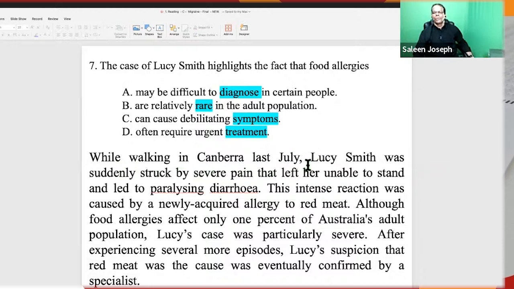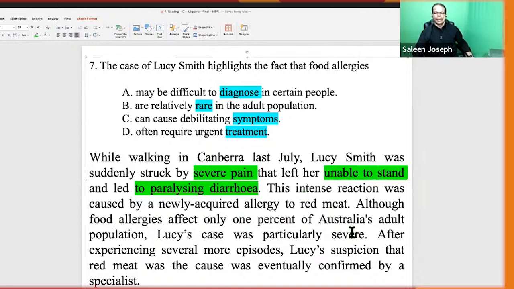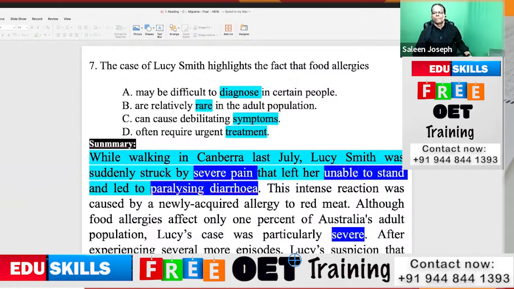While walking in Canberra last July, Lucy Smith was suddenly struck by severe pain, and left her unable to stand. I've taken this as the summary which I made. So just to understand, and led to paralyzing diarrhea. These are the symptoms, right? So we have already done that comparing in the earlier stages. So we don't go into details, and C is the answer. The symptoms you already have. Hope that is clear. This is how it goes, right?